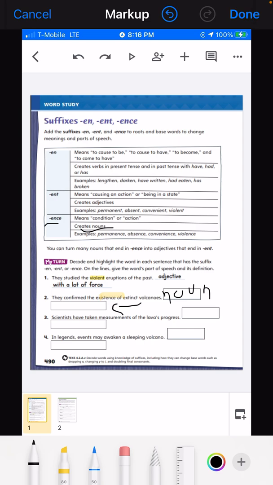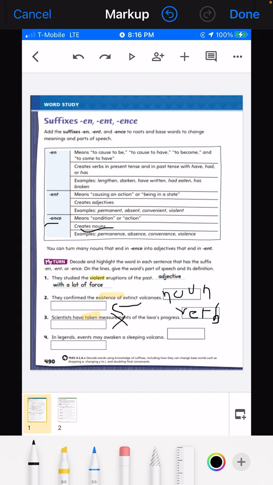All right, in number 3, it says scientists have taken measurements of the lava's progress. Although measurements ends in ents, it's not an adjective, so that's not the word we're looking for. So it's not measurements. So let's look at the word taken. Taken ends with en. And if we look at en, it says that en creates a verb. Taken is a verb, so that's how we know this is the correct one. So in the box, we're going to write verb, or on the line.